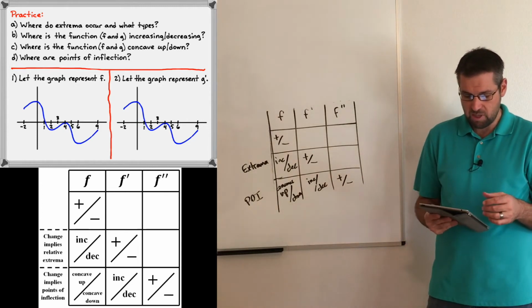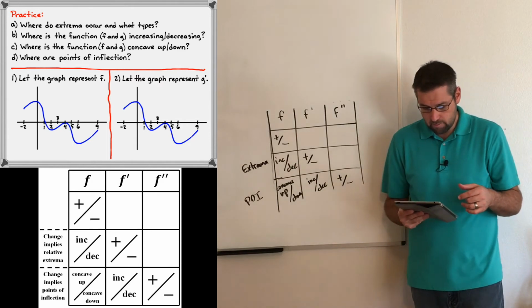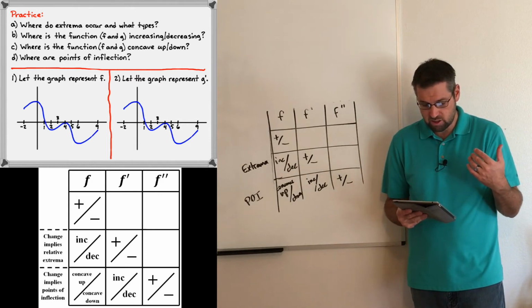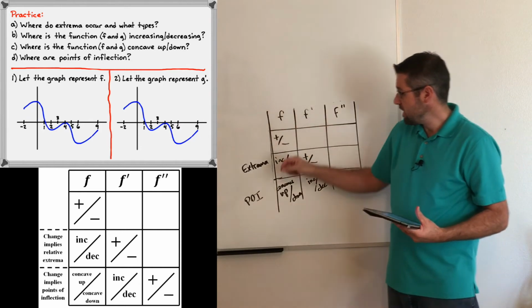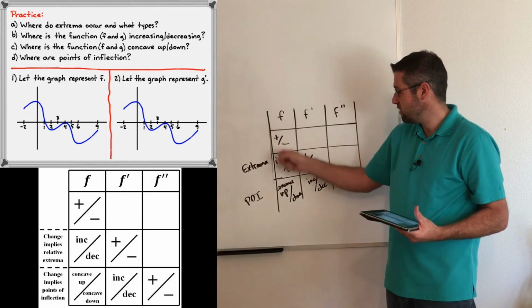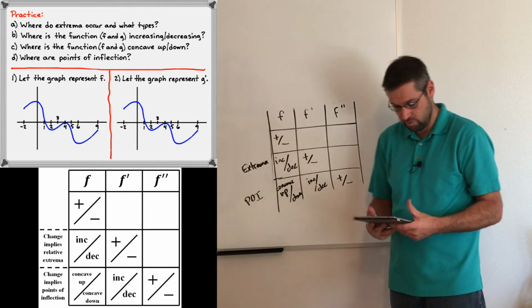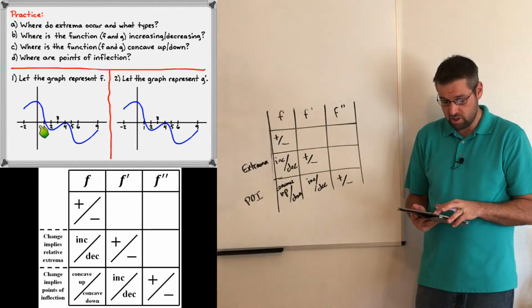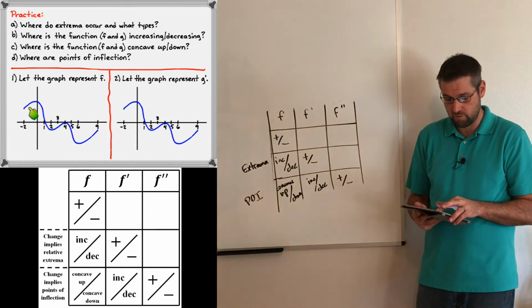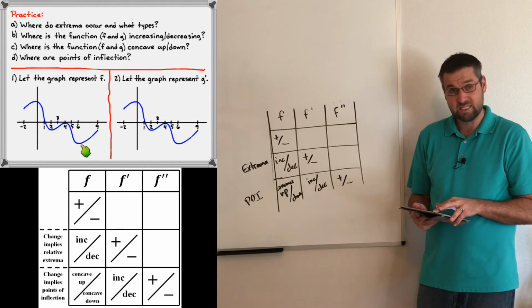For question B, it says, where do the functions f and g increase and decrease? Well, f increases when f prime is positive. That's a good relationship, but we're looking at the graph of f. So when is f increasing? f is increasing when we see it going uphill: from -2 to 0, from 2 to 4, and from 6 to 9. That's when f is increasing. f is decreasing from 0 to 2, and from 4 to 6.